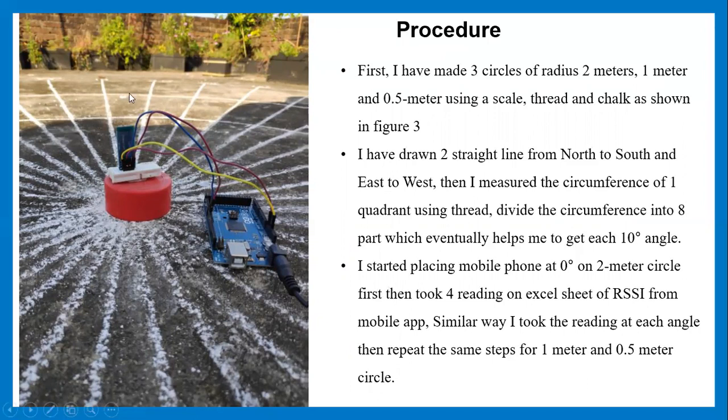After that, we started placing the mobile phone on the intersection points between the circles and the angles. There we place the mobile phone at every angle, and on the 3 radii: 2 meter, 1 meter, and 0.5 meter. Also we have placed this HC-05 module at a height of lambda by 2.